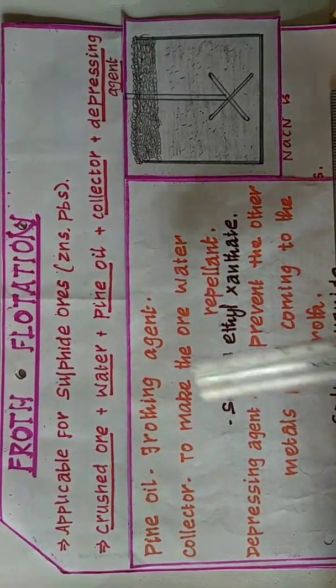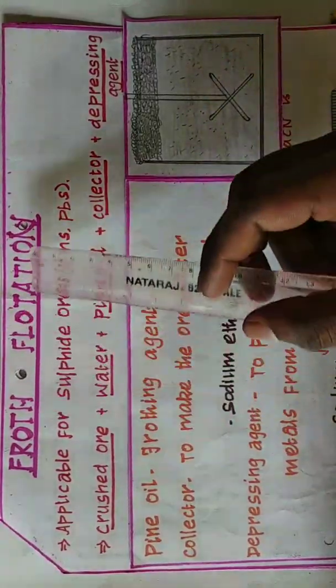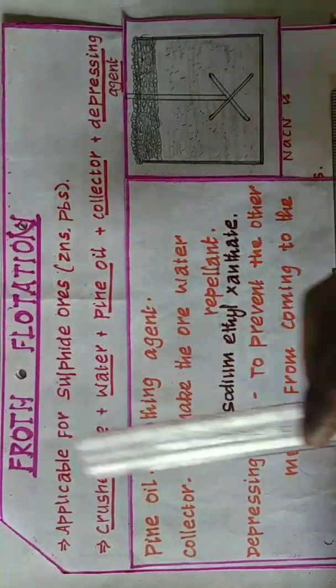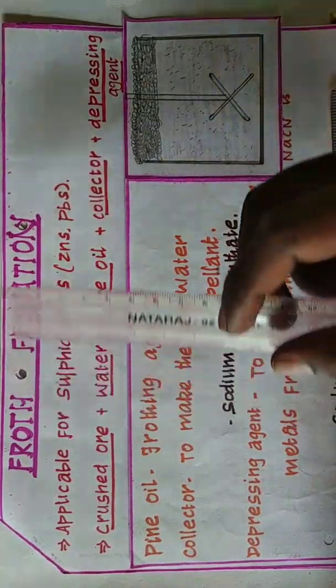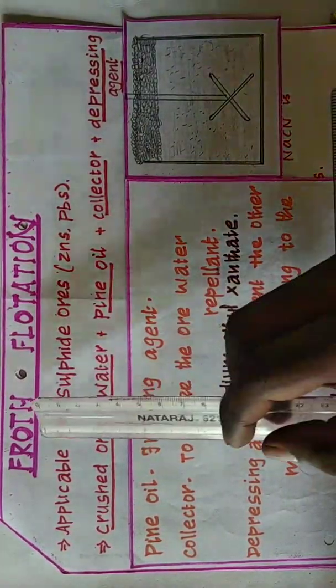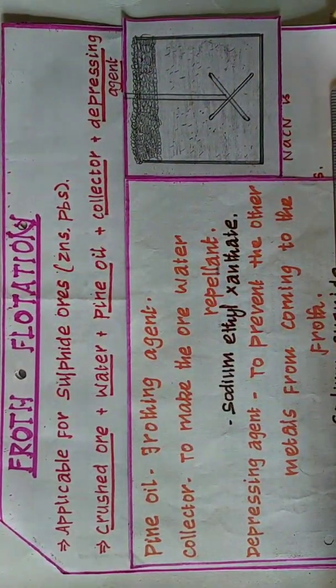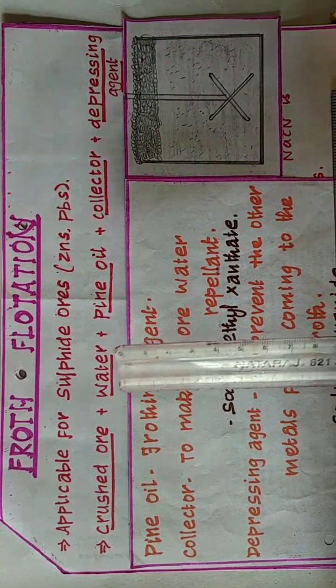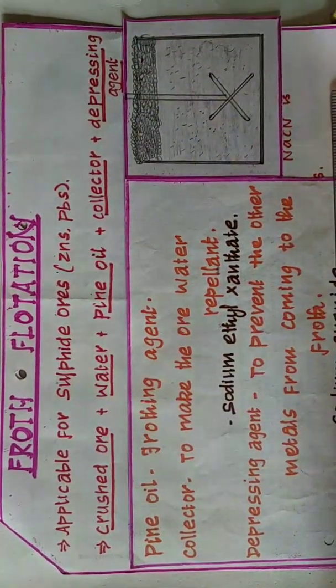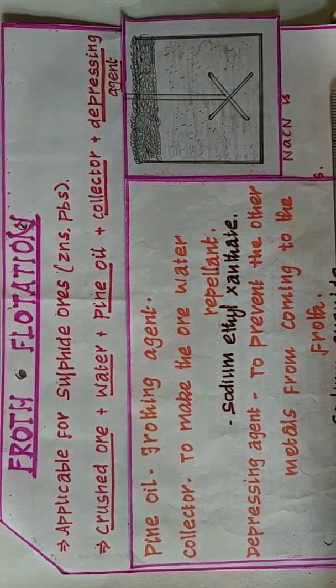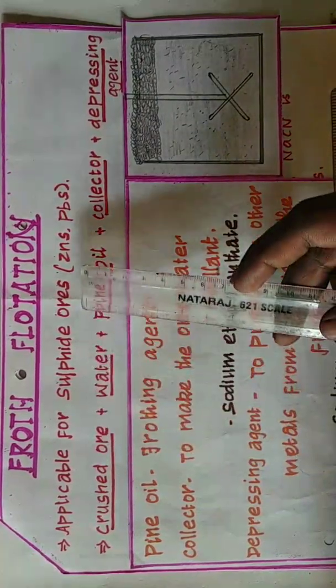Now, dear students, let us see the second method of concentration of an ore, and this second method is the froth flotation method. The meaning of the term froth we all know. In the previous method, the gravity separation method, it is mainly applicable for ores and gangue particles which possess different specific gravity values. And this froth flotation method of concentration of ore is mainly applicable for sulfide ores.